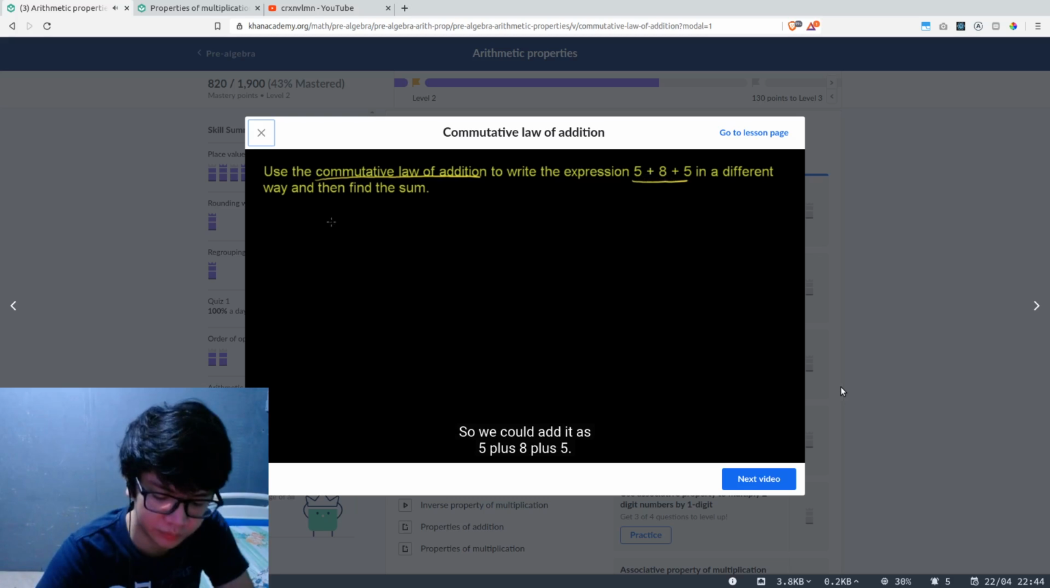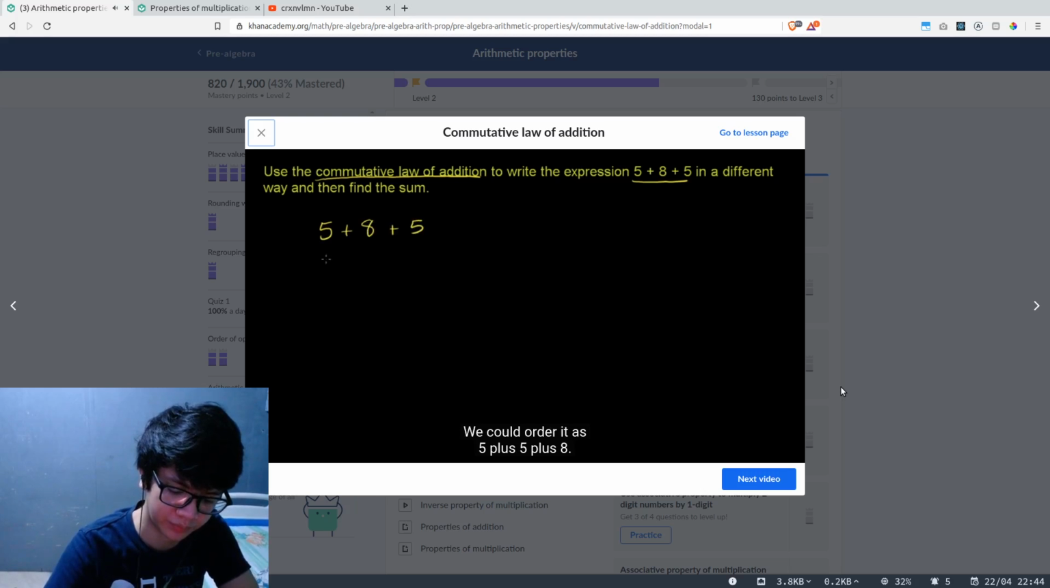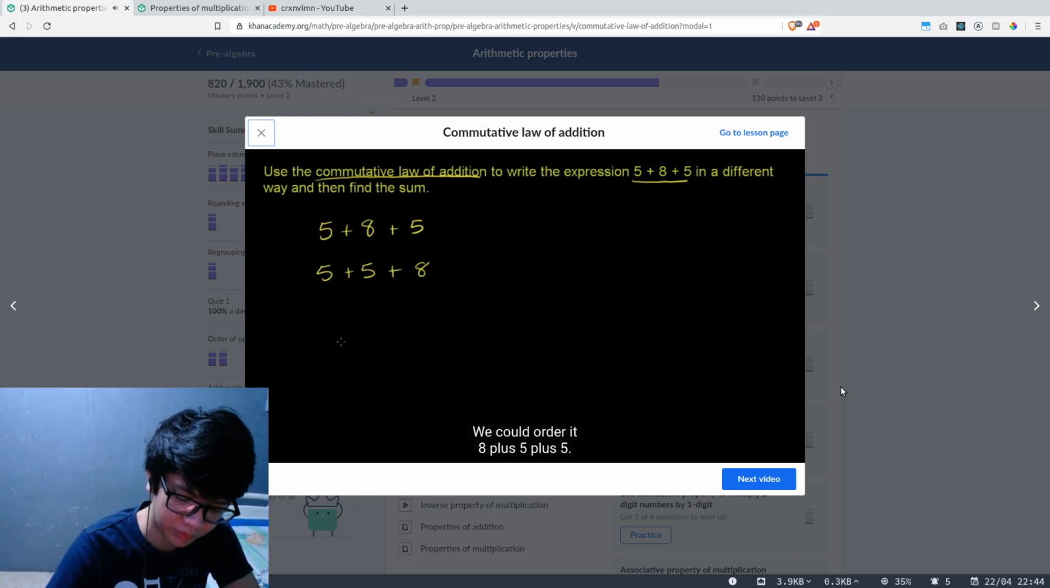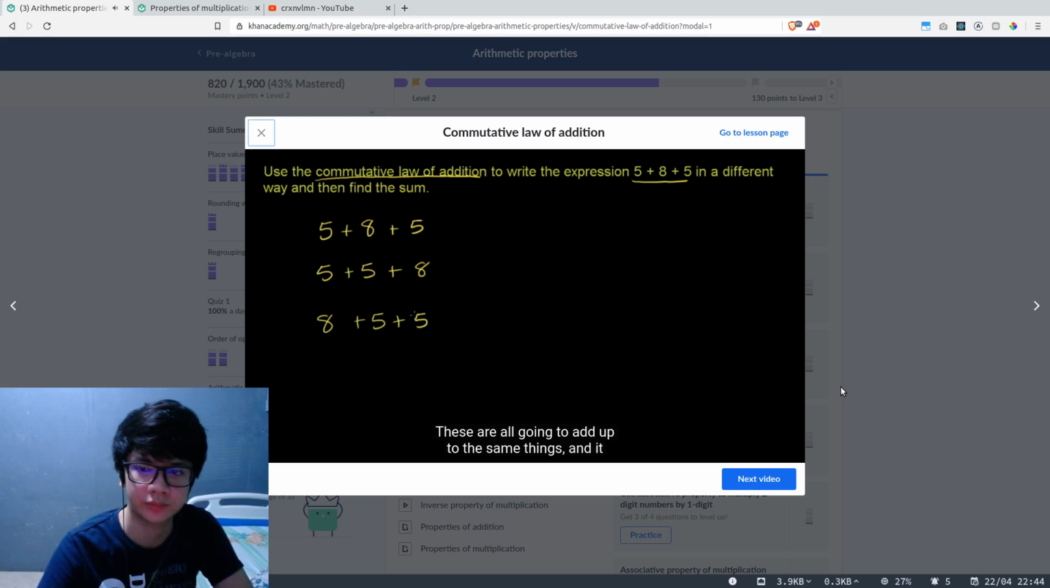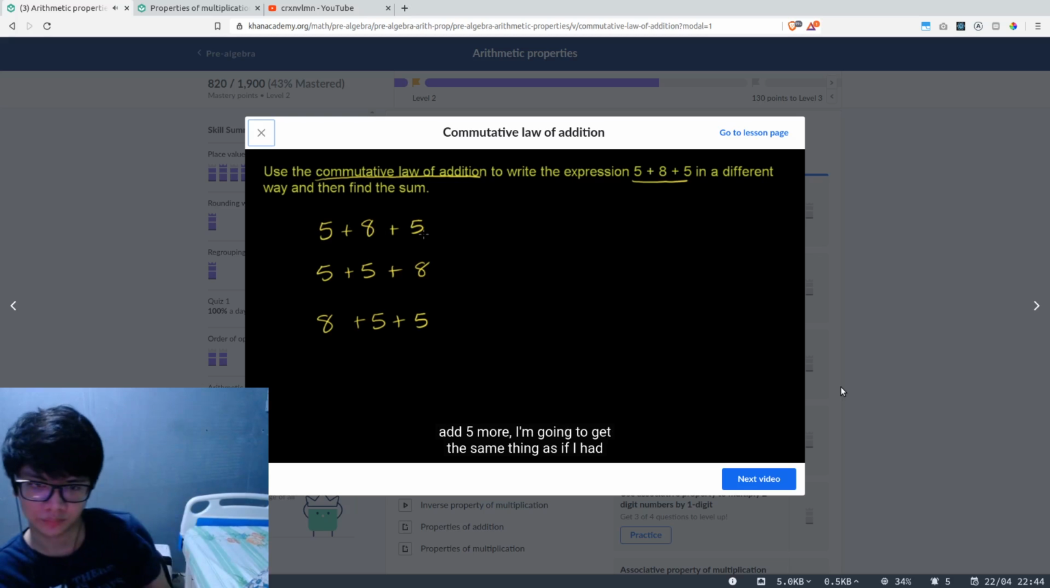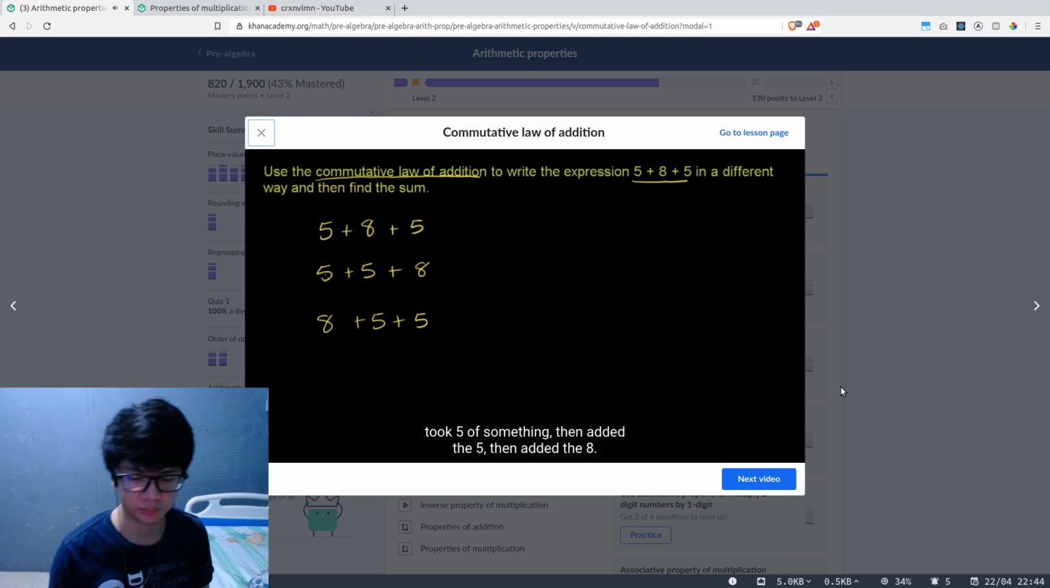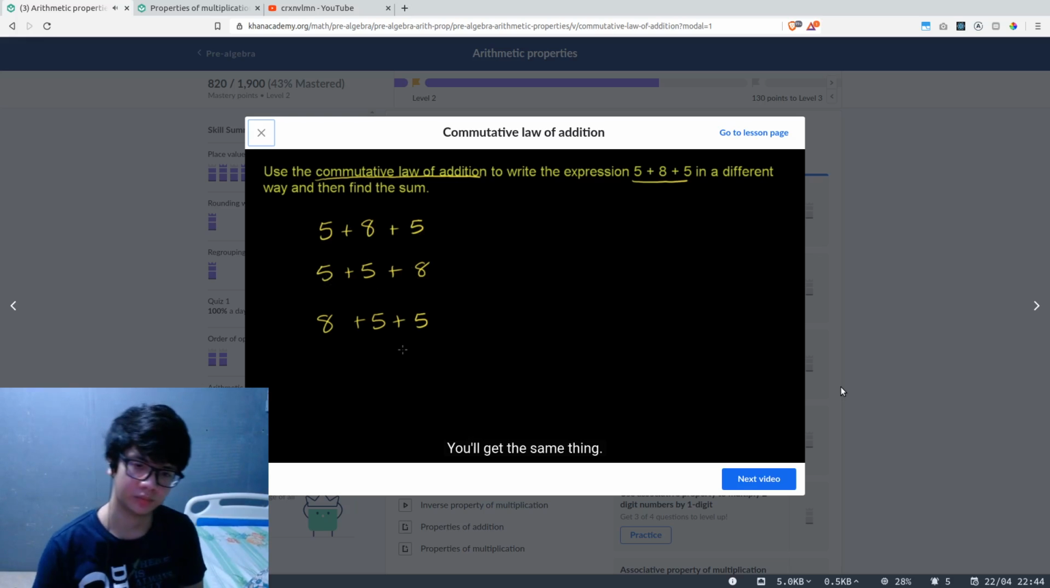So we could add it as 5 plus 8 plus 5. We could order it as 5 plus 5 plus 8. We could order it 8 plus 5 plus 5. These are all going to add up to the same thing. And it makes sense. If I have 5 of something and then I add 8 more and then I add 5 more, I'm going to get the same thing as if I took 5 of something, then added the 5, then added the 8. And you could try all of these out. You'll get the same thing.